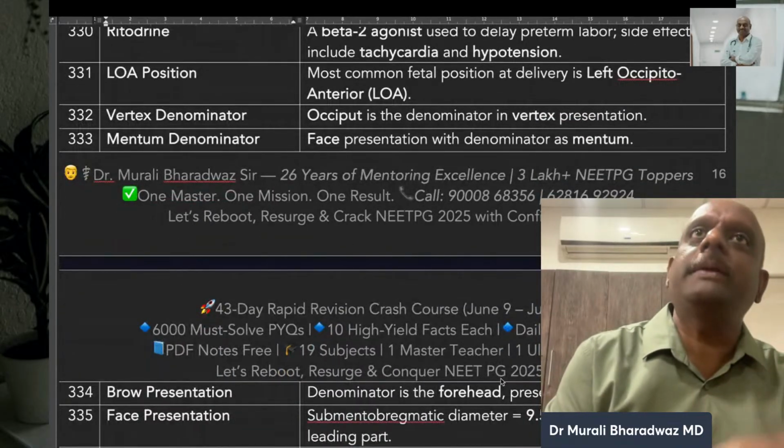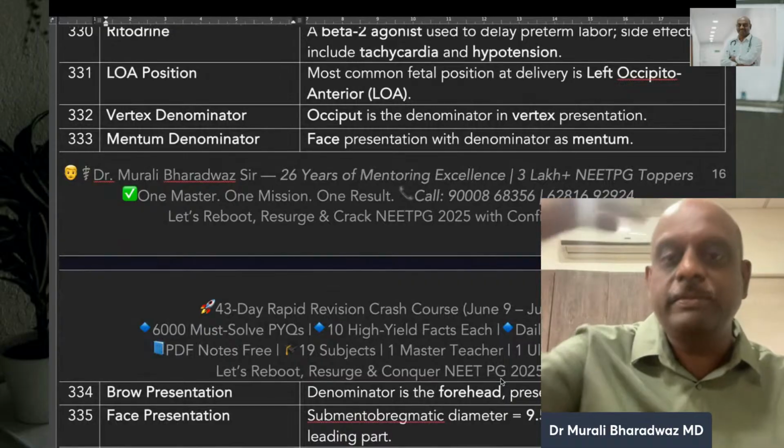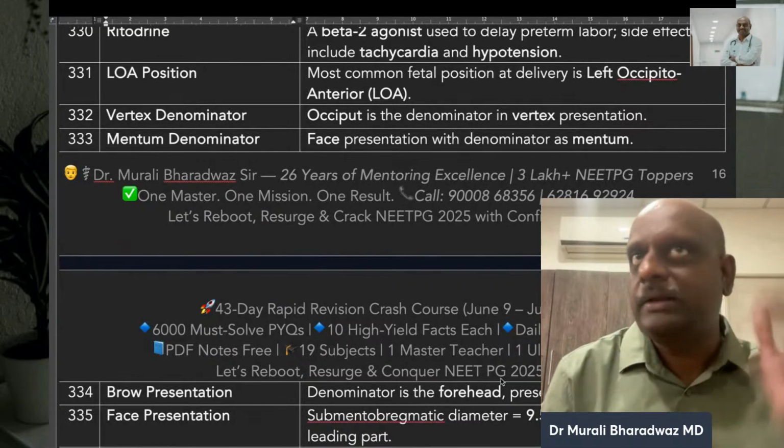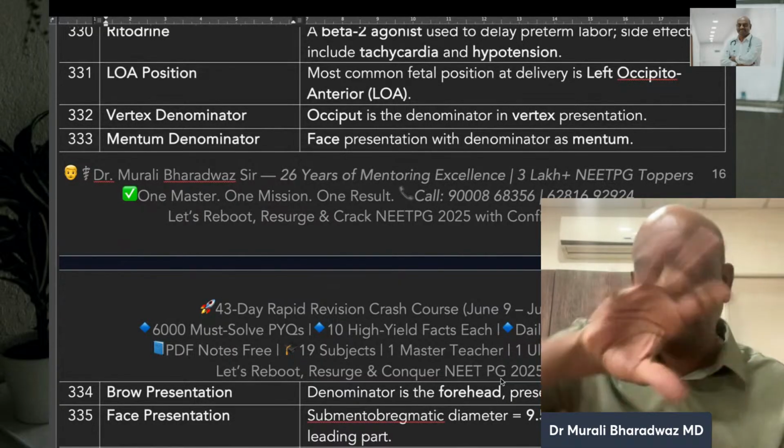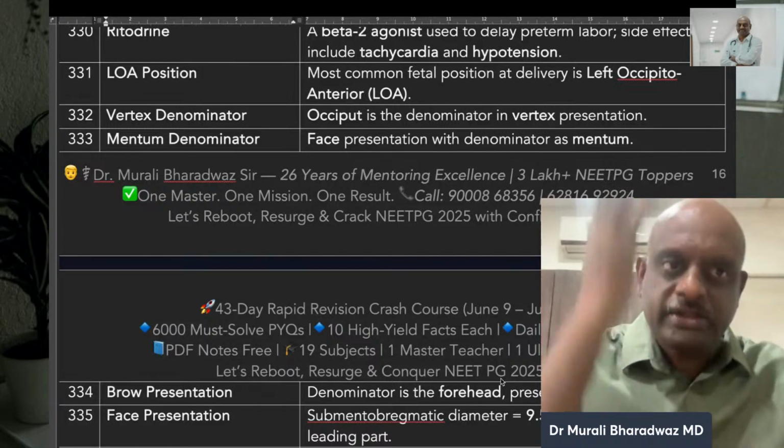Now, whenever the vertex is coming out, what is the denominator? The denominator and the presenting part is the occiput. Occipito anterior. So the occiput is the denominator.